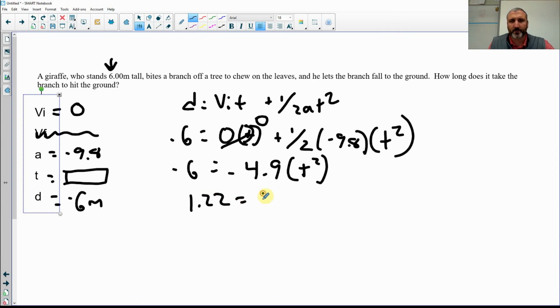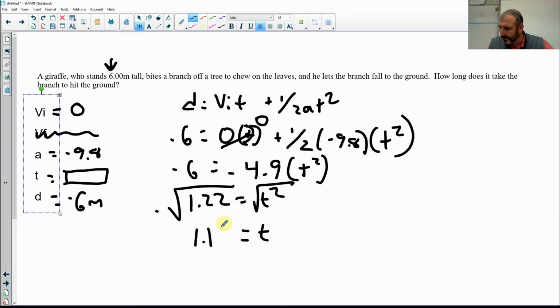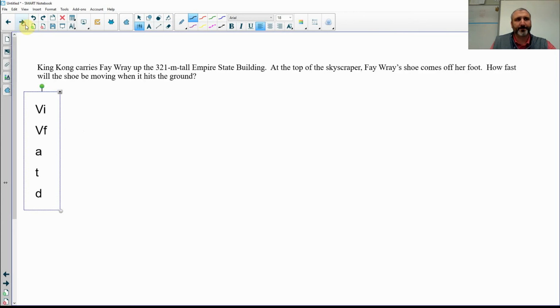That's going to be 1.22 equals T squared. And then we'll take the square root of both sides and get the square root of 1.22, 1.1. So the time is 1.104, so 1.1 seconds. Hope that helped. I hope that's what you got.